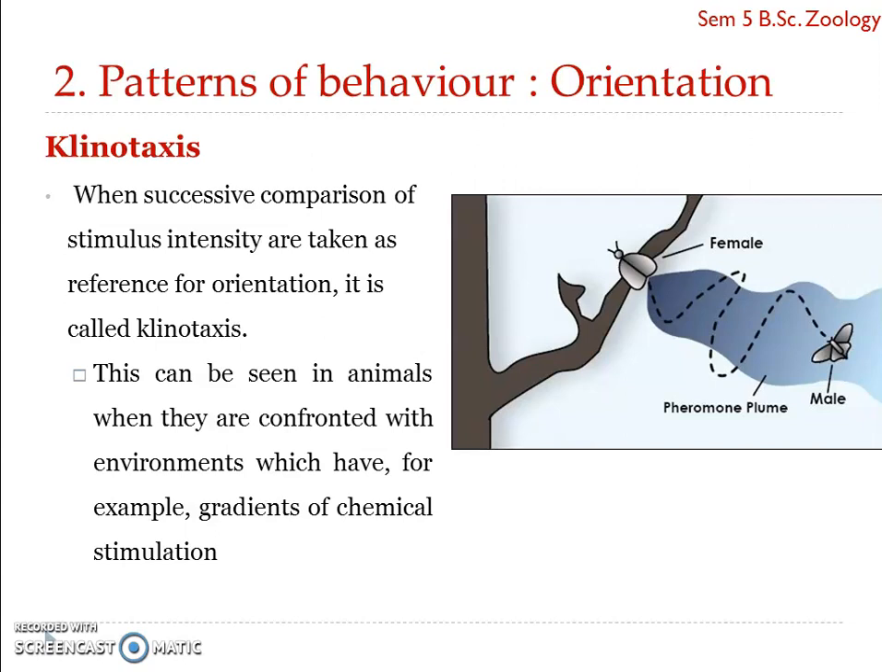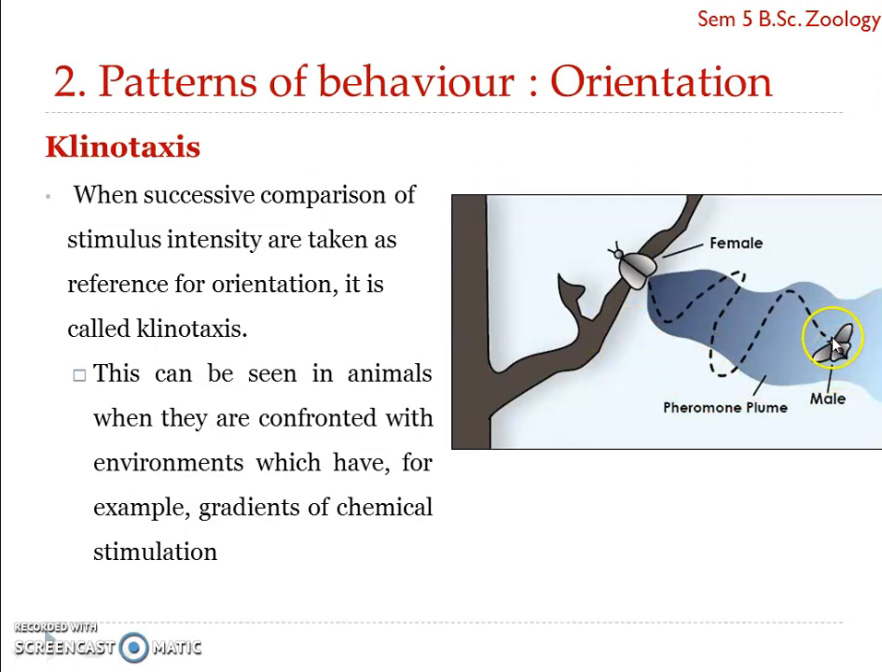Okay, so you can see over here the female produces pheromones. These are the chemicals, and the pheromonal concentration will be more on this part. As the distance increases, obviously the concentration keeps on decreasing. The male perceives this particular chemical stimulus.